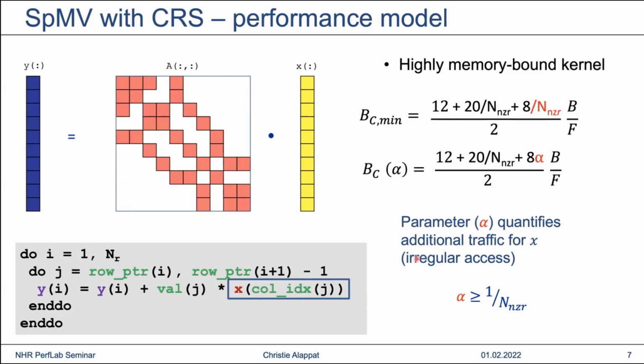And that's why what we do is we just put a parameter called alpha instead of this 1 divided by NNZR. And so this parameter alpha quantifies this additional traffic for x due to the irregular access. Of course, the lower limit of alpha in this case is 1 over NNZR.